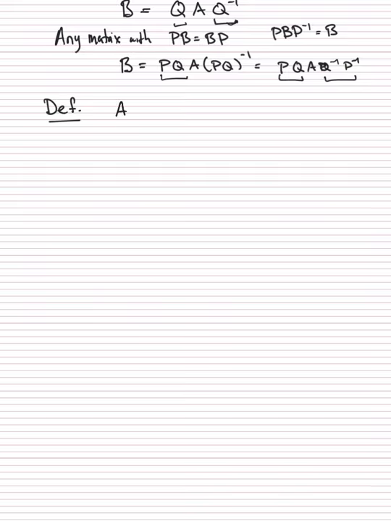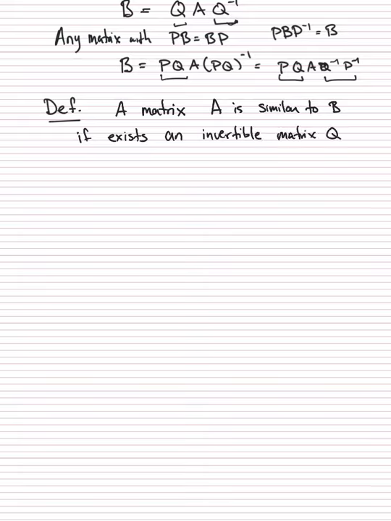Okay, so we say that a matrix A is similar to B if there exists an invertible matrix Q so that A is equal to Q inverse B Q. So notice this only makes sense for square matrices, since we're assuming that Q is invertible.